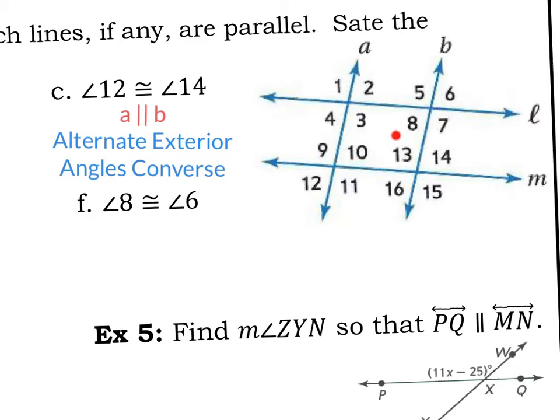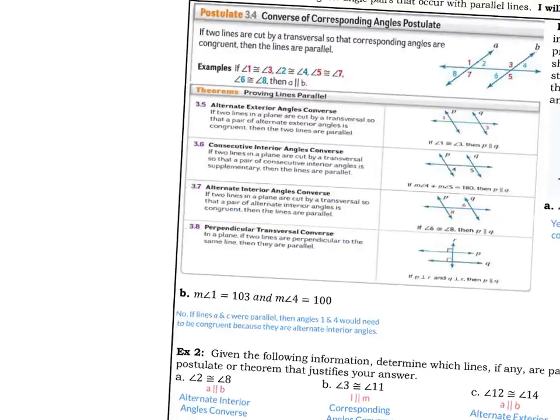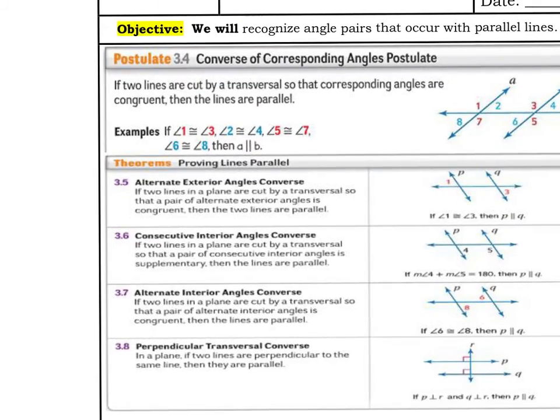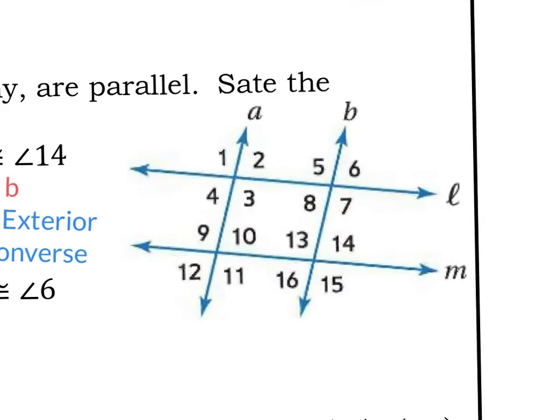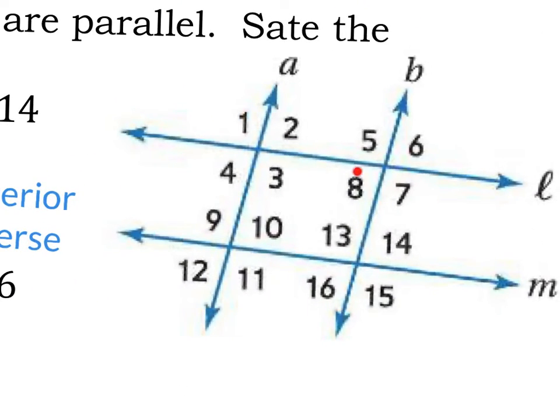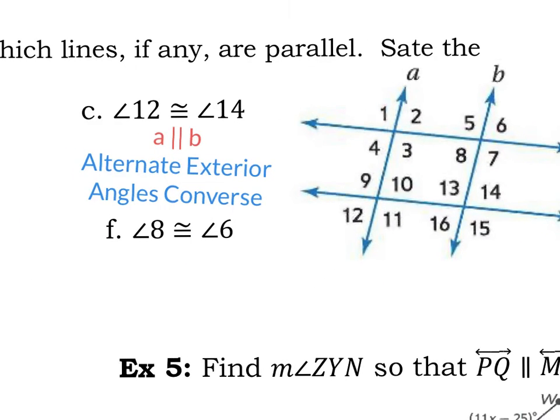So angles 8 and 6 are congruent because they are vertical angles. But vertical angles are not one of these postulates or theorems that we're learning about in this chapter. But it doesn't matter that they're not from this chapter. Vertical angles are angles that share a common vertex. And so you don't need parallel lines to have vertical angles. I only need two lines, B and L. Those are just intersecting lines there. So that is not enough information to prove that lines L and M or A and B are parallel.